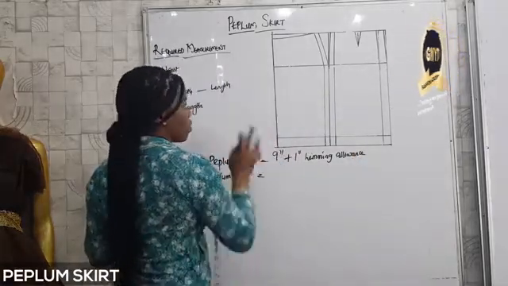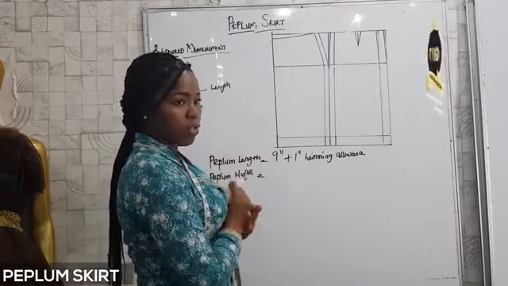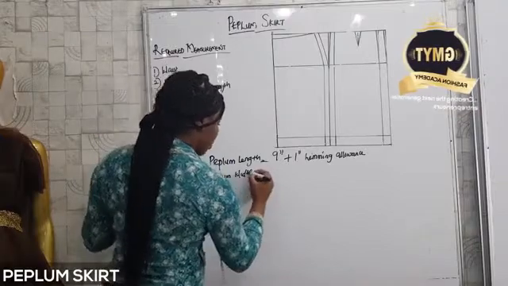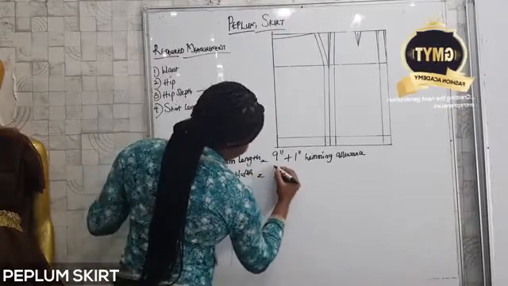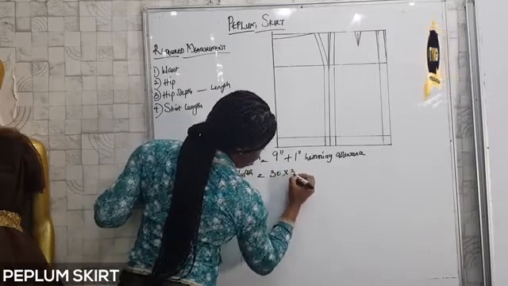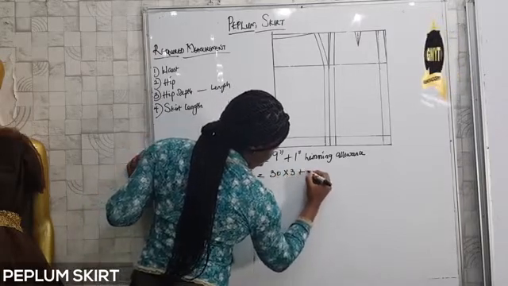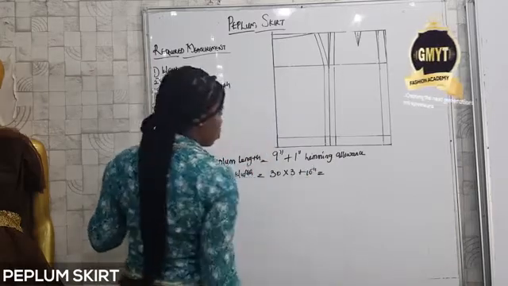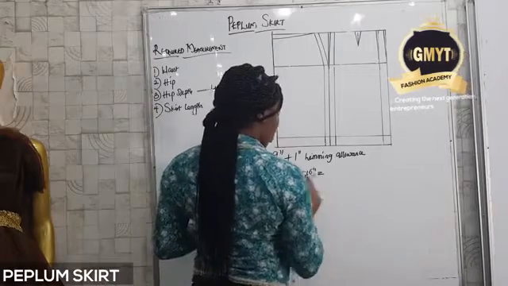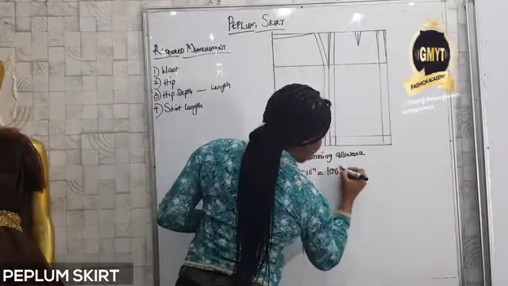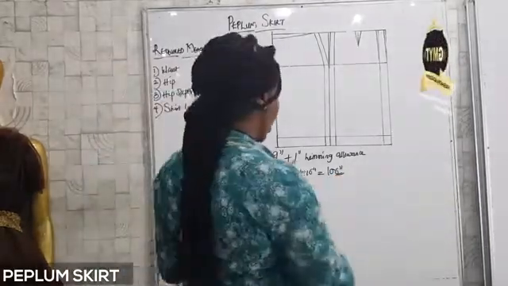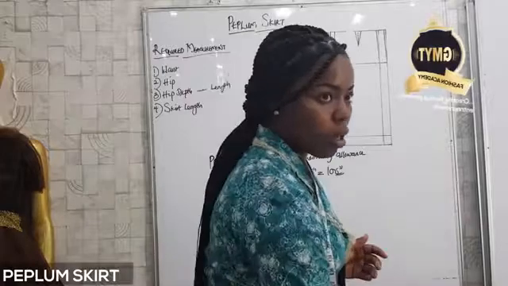Next, peplum width is waist measurement times 3 plus 10 inches, just as how you achieve your gathered width. So if my waist is 30, I'll go 30 times 3, which gives me 90, plus 10. So that will be 100 inches. So peplum width is 100 inches. When we cut, we're going to cut just the way we achieve our gathered skirt.